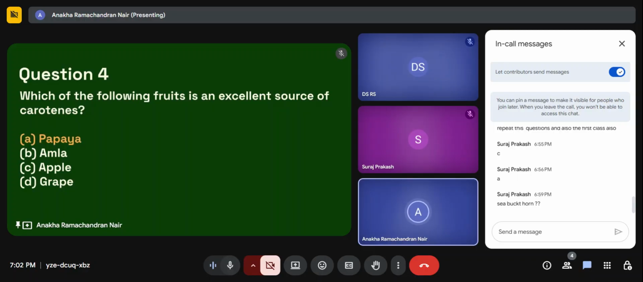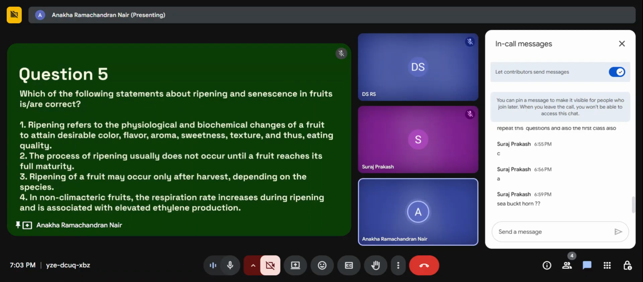Papaya is an excellent source of carotene, and there are a few other plants which are also excellent sources of carotene, like mangoes, mangosteen, dates, orange, and papayas, right? So all these are excellent sources of carotenes. All right. So let's move on to question number 5.